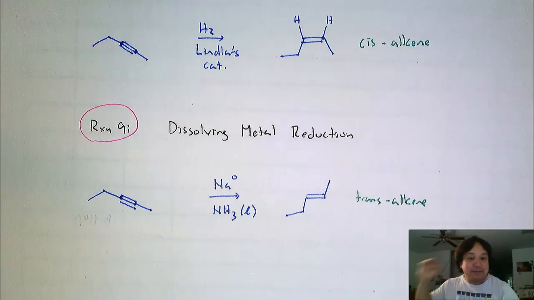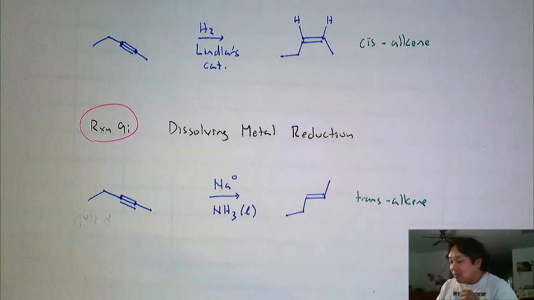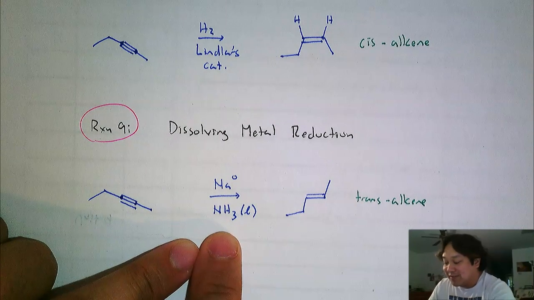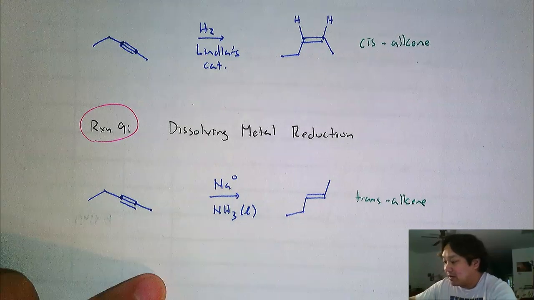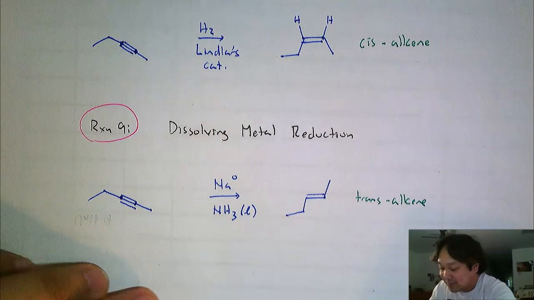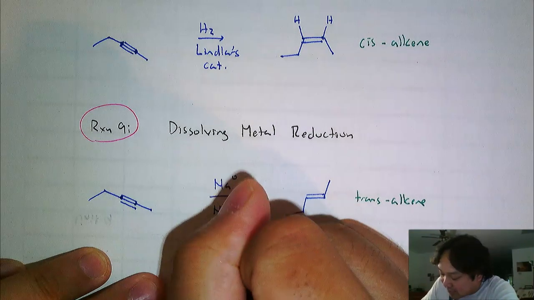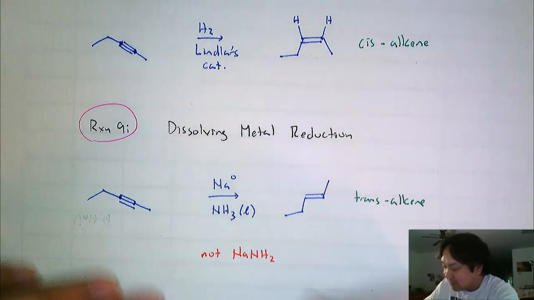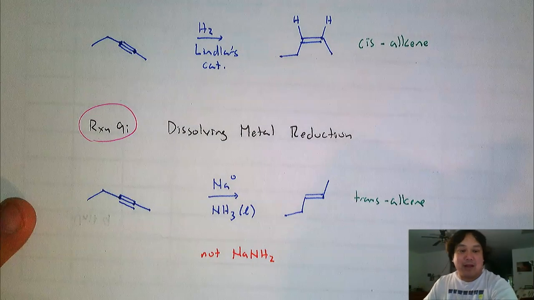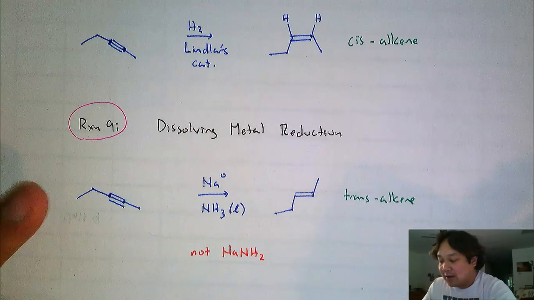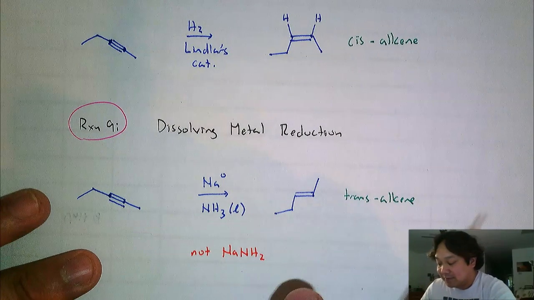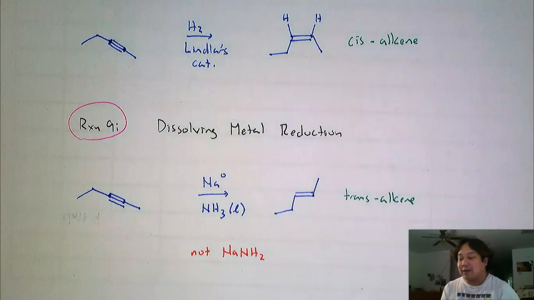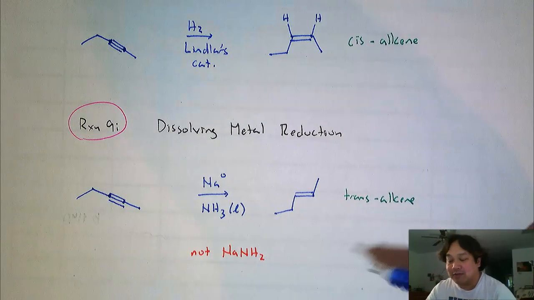Trans alkene. Okay. What else? Don't get this confused with NaNH2. Right? This is not an acid-base reaction. So these reagents are not NaNH2. And maybe I'll have time to go over some examples, okay, to kind of get you trained into drawing these products for these reactions.